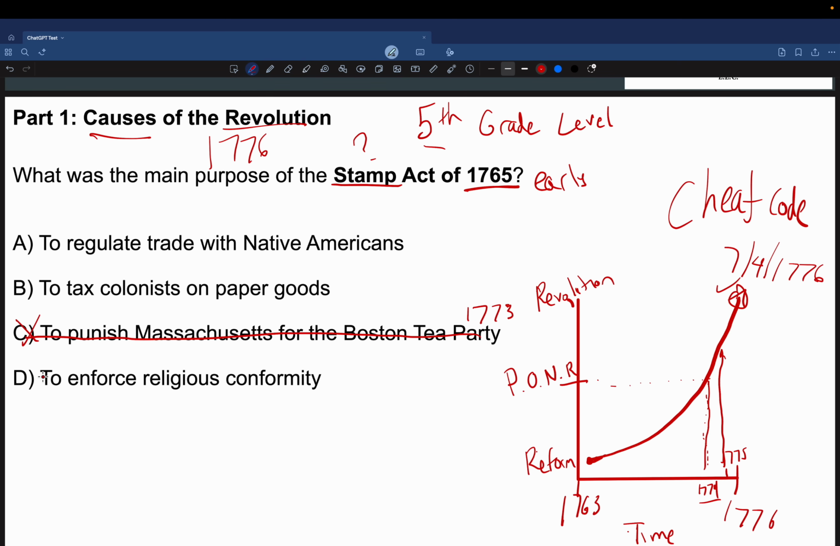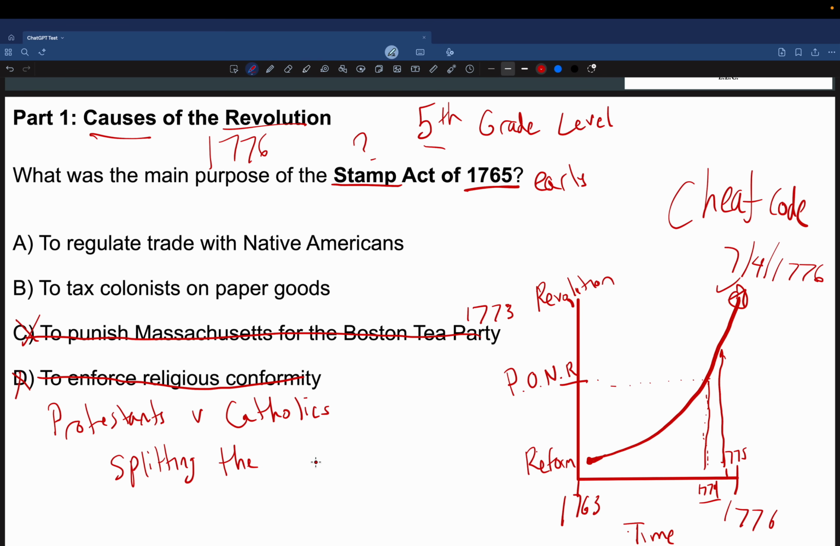Next, to enforce religious conformity. Now, when I think about the Declaration of Independence, I don't think about religion. I don't think about the American Revolution as being a religious war. It wasn't as if it was Protestants versus Catholics. It did not really behave like the religious wars of Europe or throughout Asia. So it's not about splitting the church.